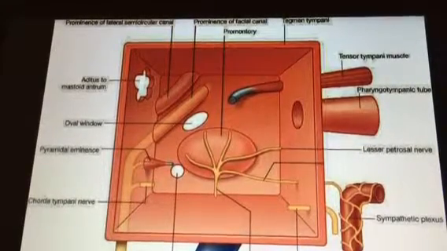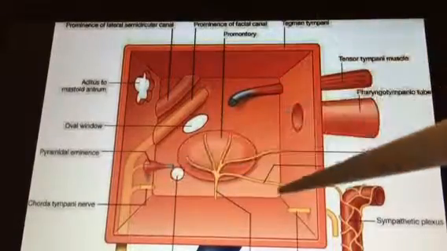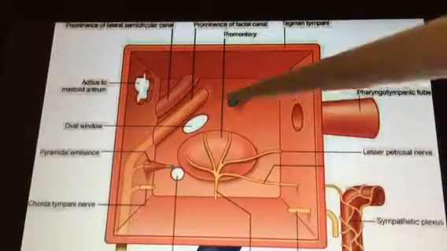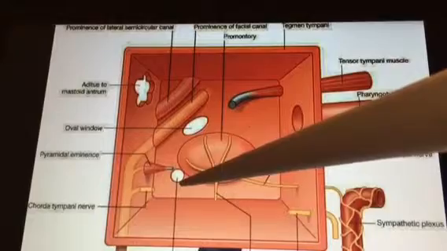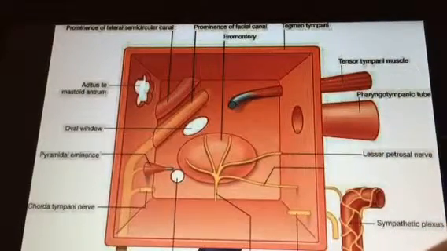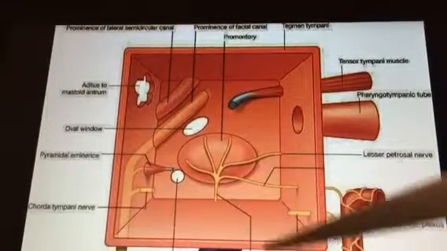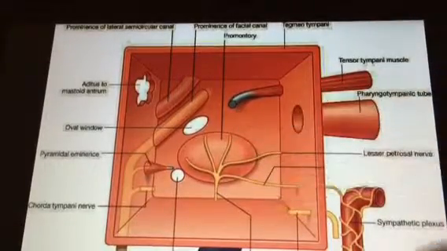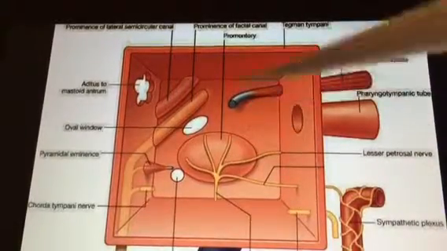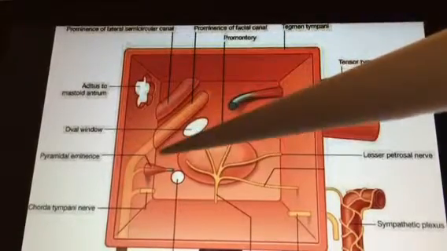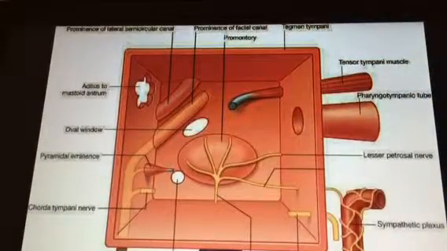The medial wall is bordering the inner ear. On the medial wall are 2 windows, the oval window and the round window. Also on the medial wall is a promontory of the cochlea. Close to the promontory of the cochlea is the tympanic nerve. The prominence of the lateral semicircular canal and the prominence of the facial canal are other landmarks of the medial wall.